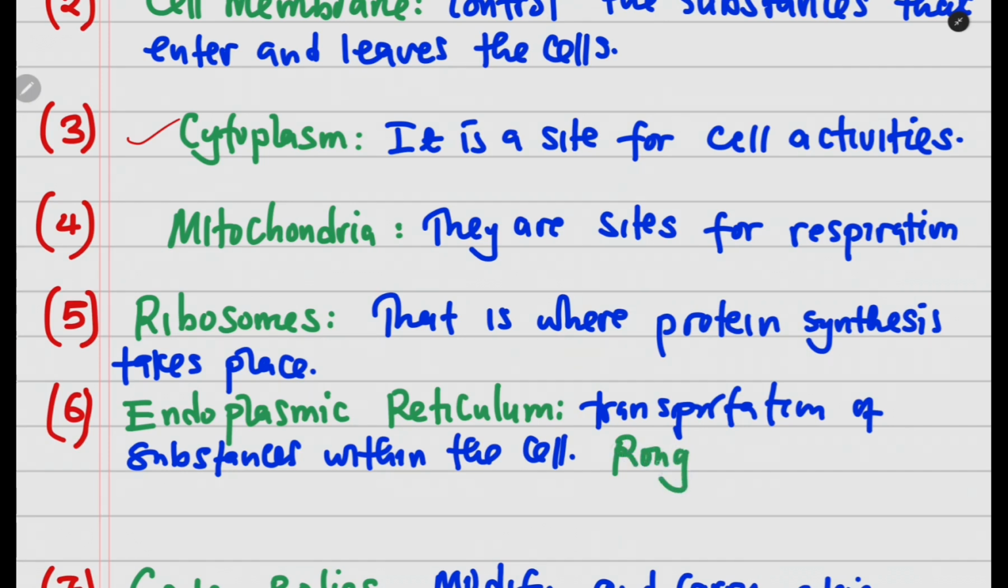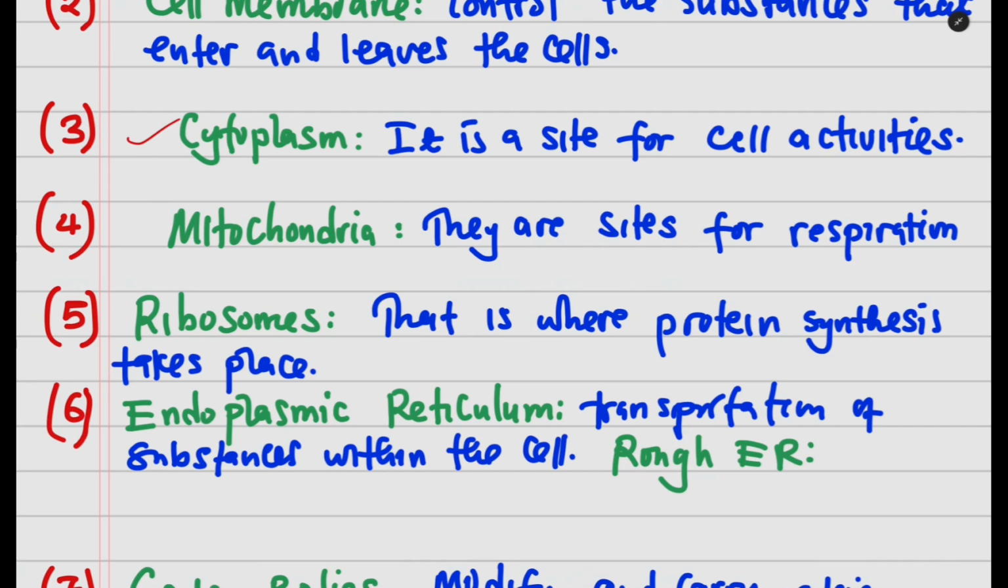But what substances does each one transport? We are going to start with the rough ER, which is the rough endoplasmic reticulum. What substance does the rough endoplasmic reticulum transport?